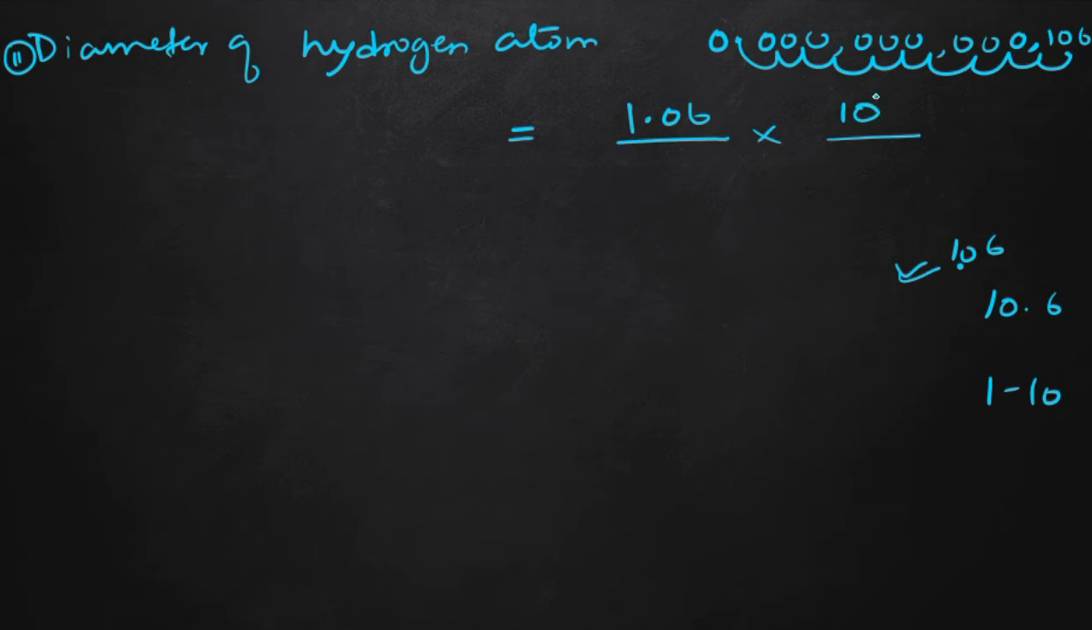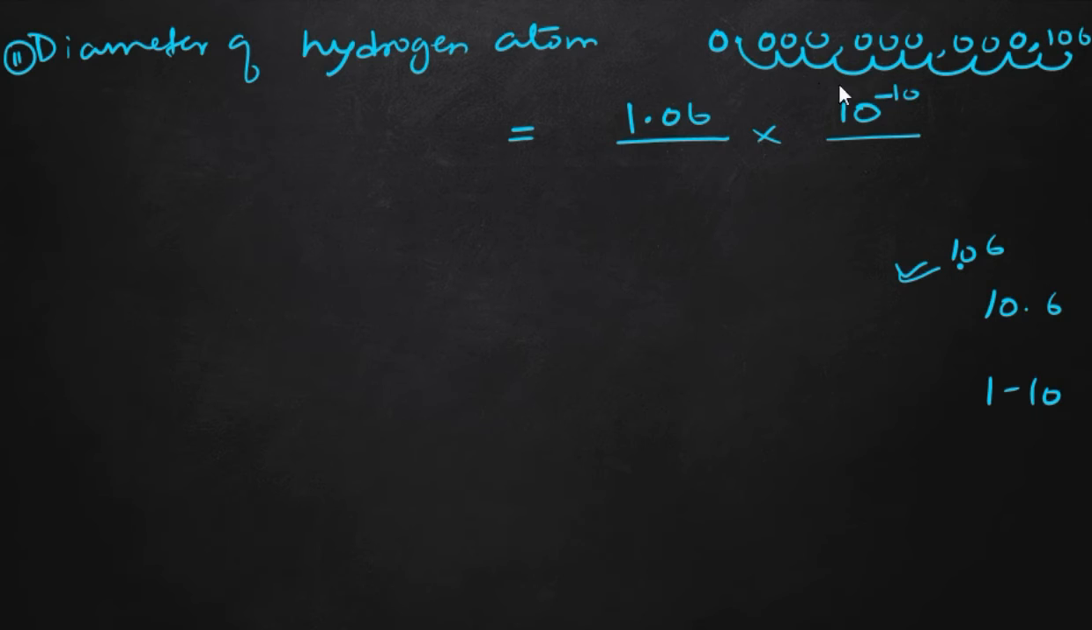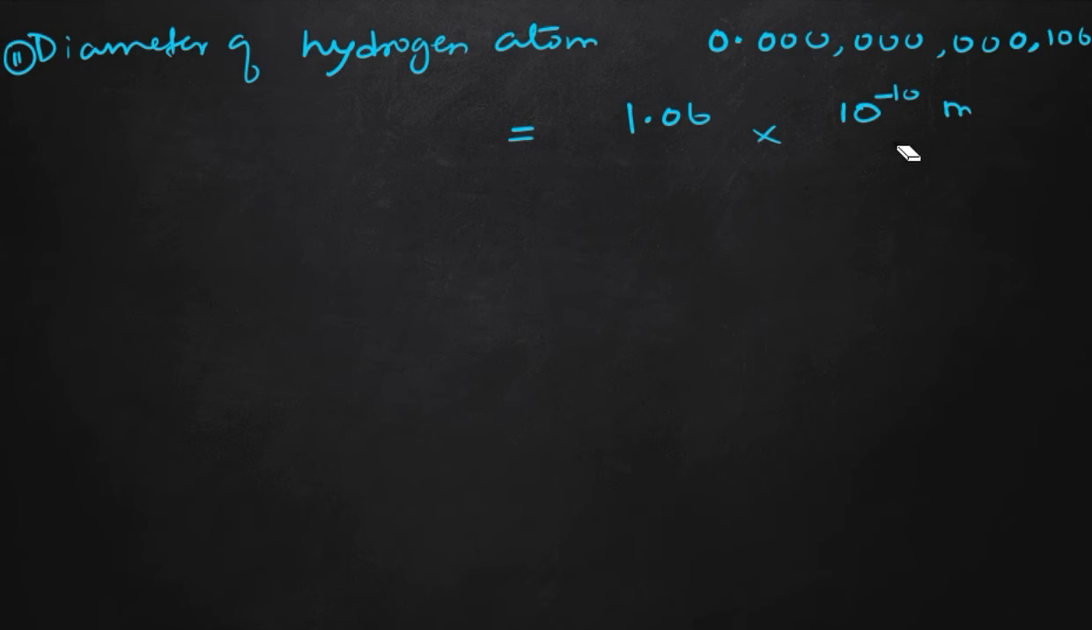If the decimal moves towards the right, then the power will be negative, and if the decimal moves towards the left, it will be positive. In our previous case the decimal moved towards the left, that's why the power was positive. But here the decimal has moved towards the right, so the power will be negative. So this will be written as 1.06 into 10 to the power minus 10 meter. So here the order of magnitude will be 10 to the power minus 10 meter.